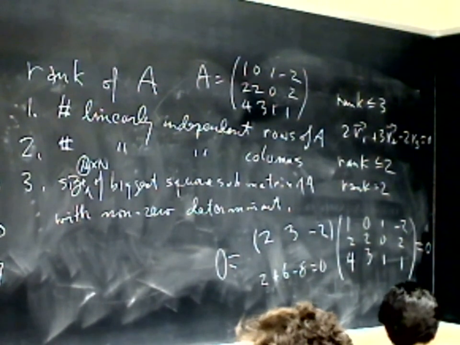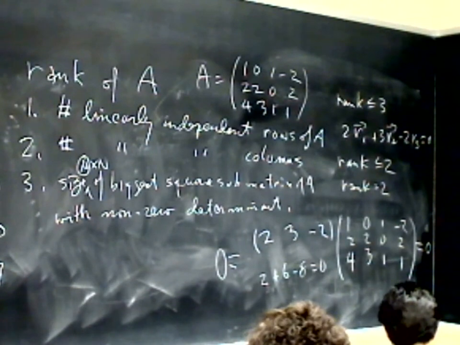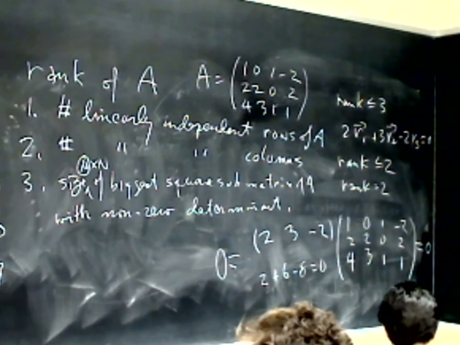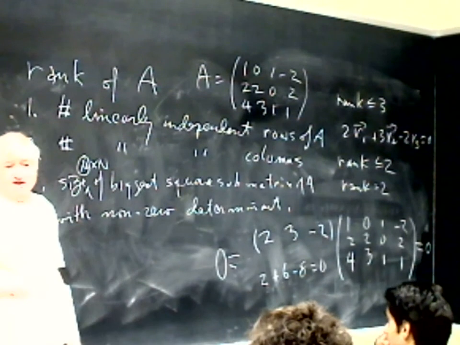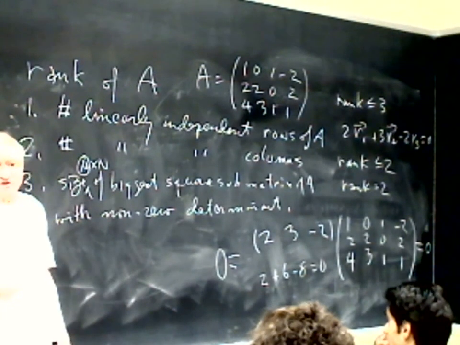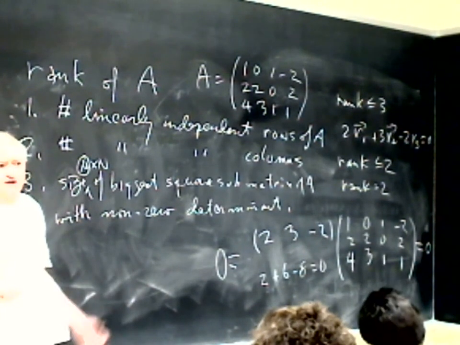Any questions? That's because the rank is smaller than the number of columns? Yes. Okay. The number of rows and the number of columns. It's half the number of columns and two-thirds the number of rows in this particular case.